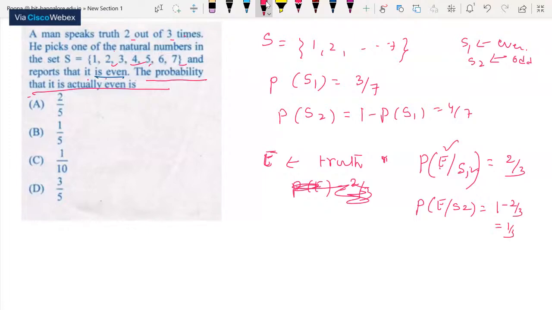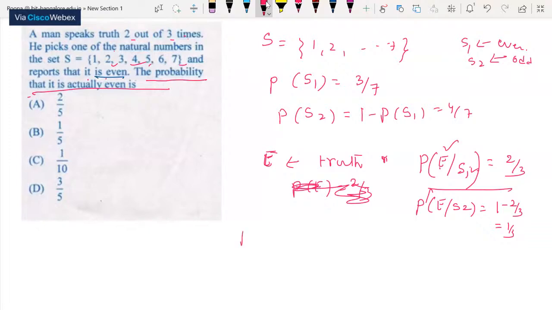Please try to understand; it is very tricky. He reports even, which means out of the even numbers he speaks the truth 2 out of 3 times. Therefore the probability of E given S1 is 2 by 3, and from that the probability of E given S2, for odd numbers, is 1 by 3. Next, what are they expecting? The probability that it is actually even.